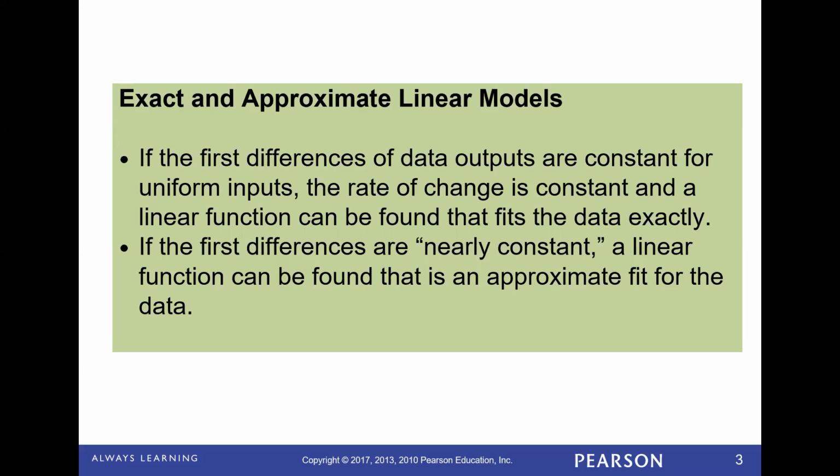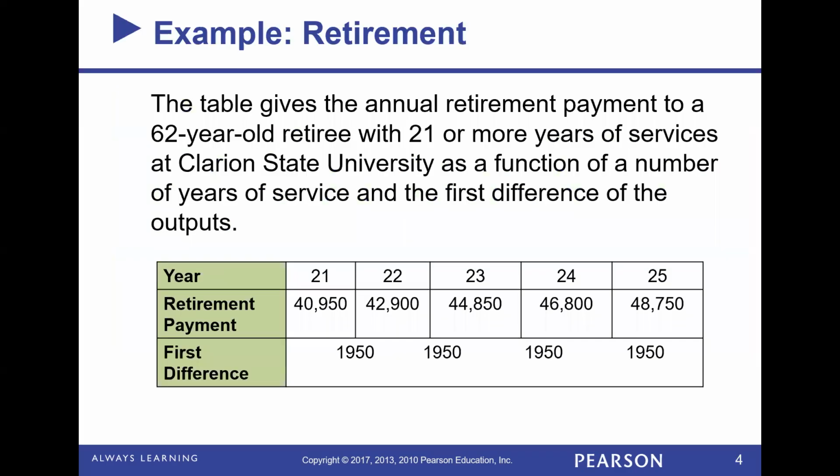Now, if the first difference is almost constant, but then we go to the next two data points and it's slightly different, and as we continue through the differences between those sets of data, going from 1 to 2, 2 to 3, 3 to 4, it's close, but not exactly the same every time, then we would need an approximate fit. So let's take a look at that.